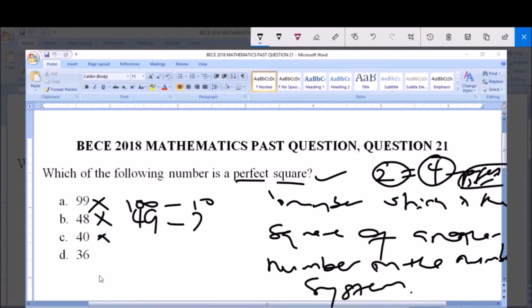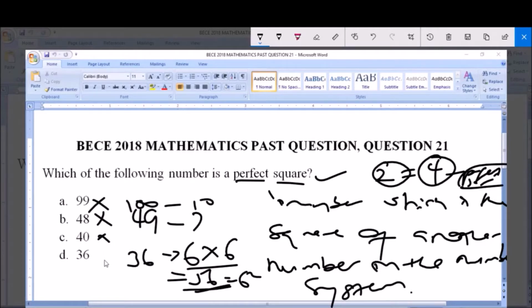Now D here says 36. Now 36, let's see. 36 is a perfect square. 36 is a square of 6. 6 times 6 will give us 36. And 6 is a number in the number system. Therefore 36 is equal to 6 squared. When you square 6, you get 36. So therefore 36 is a perfect square. So our answer is D, 36.